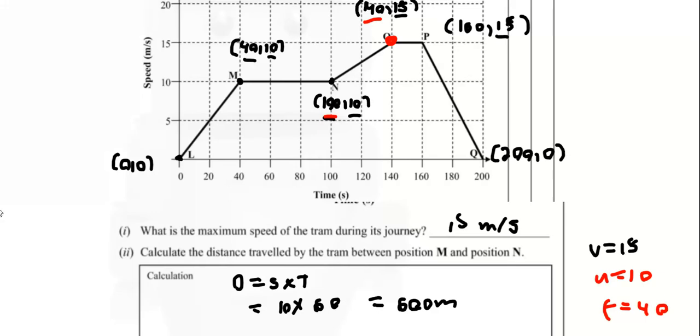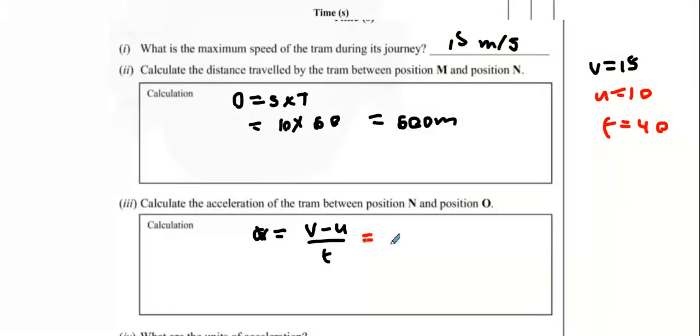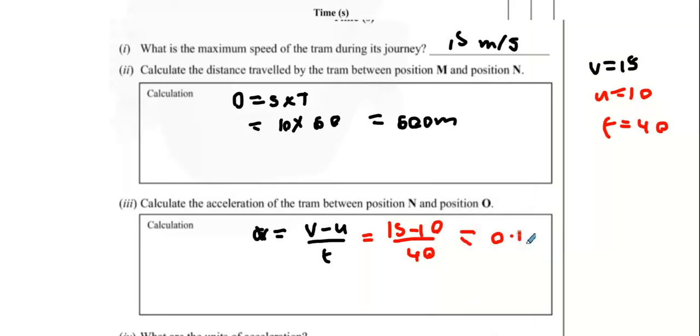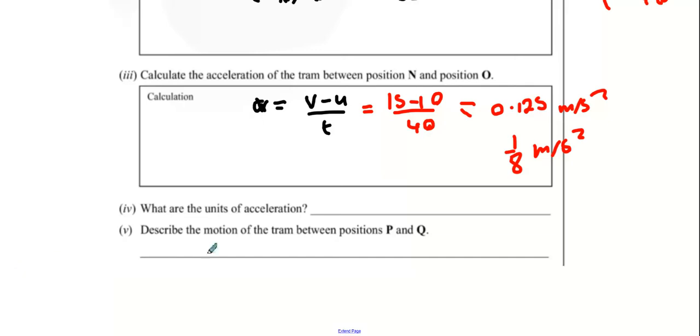So it should be 15 take away 10 all over 40. Now you're going to find this a fraction answer. So put the fraction in here. 15 take away 10 divided by 40. Answer is 0.125 meters per second squared, or 0.125 m/s². What are the units of acceleration? Just did it there, meters per second squared.